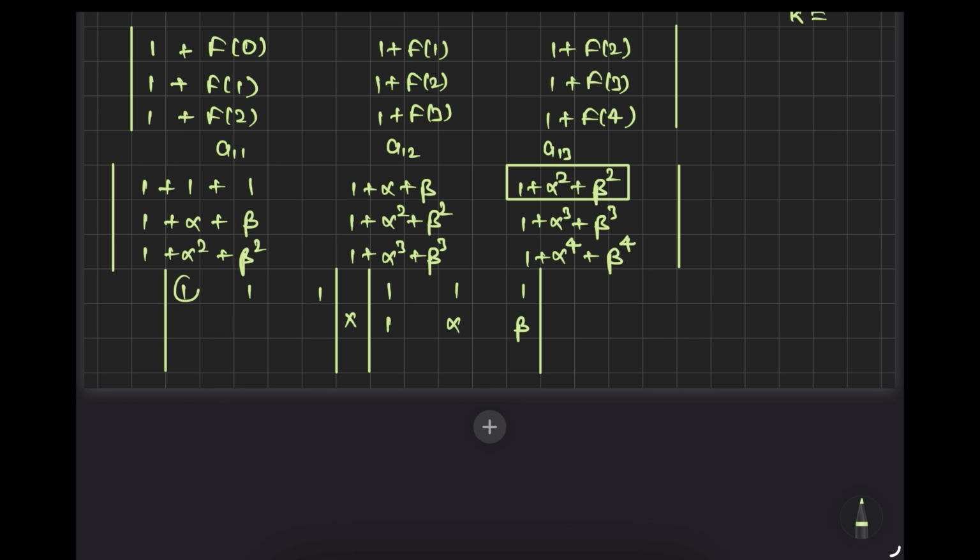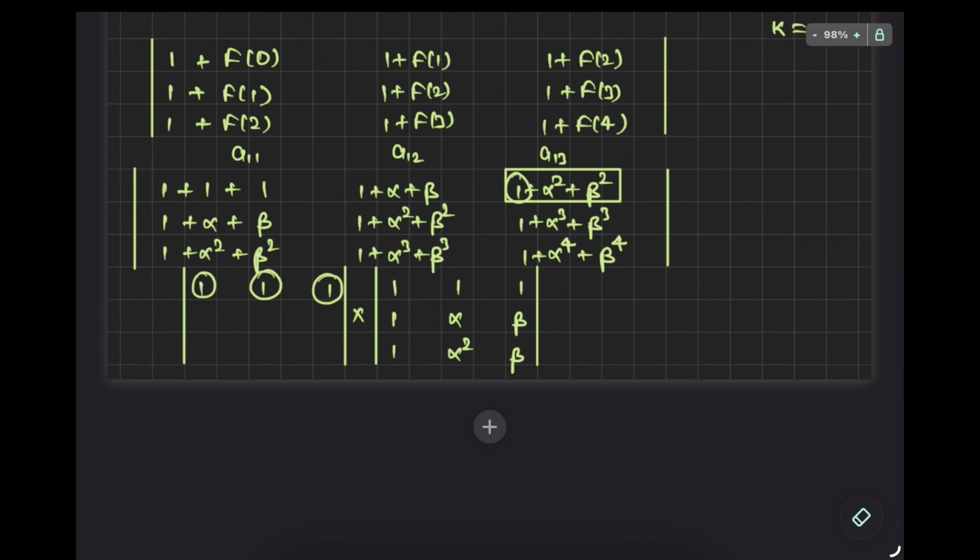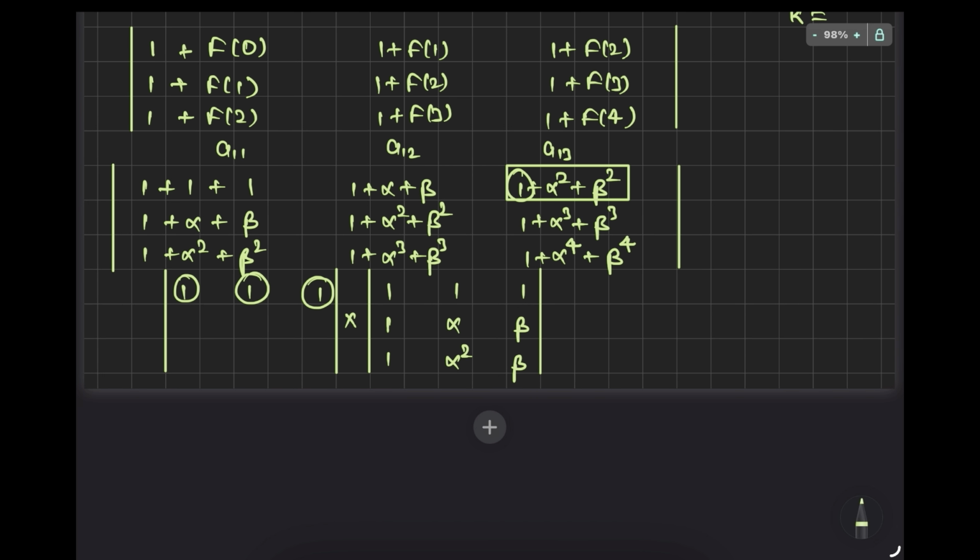Now, what should we do with this one to get this one? It's 1. What should we multiply with this one to get alpha square? It's alpha square. What should we multiply with this one to get beta square? So it's beta square. You got my point? Okay, just write this element first. How? You will use only the coefficient, nothing else.